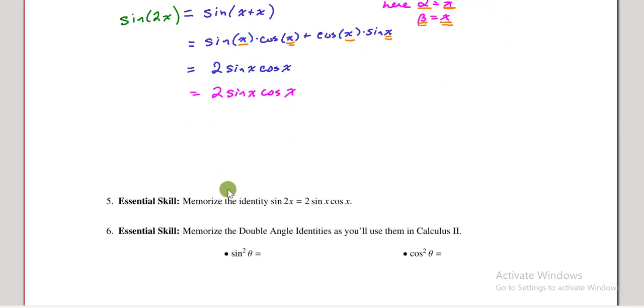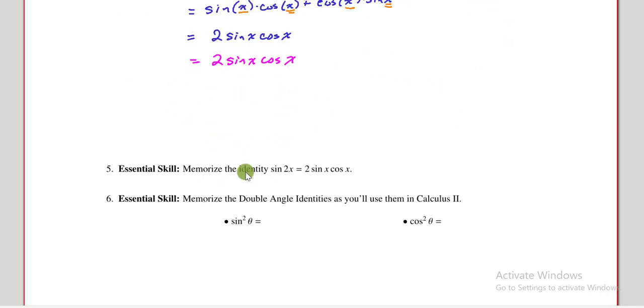So one of your essential skills is to memorize this identity that we just used, because you never know when it will come in handy. And it does come in handy in your Calculus 2 course especially. So go ahead and commit that identity to memory. I would recommend putting the identity on one side of a flashcard and putting on the other side one of your double angle identities. When we come back to the next video, we will continue working through these double angle identities.